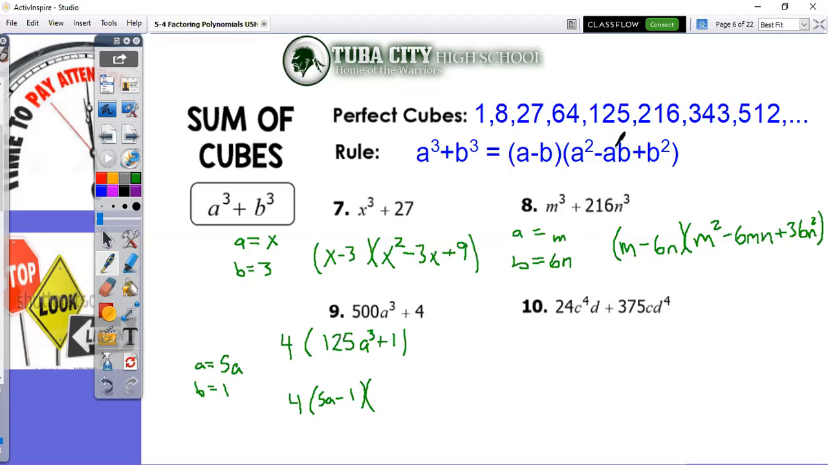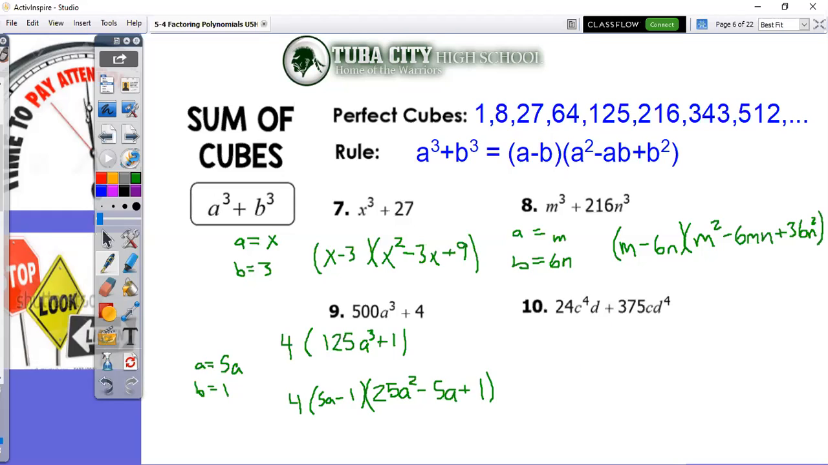So let's see, A squared, that's the one we're looking for. So this would be 25A squared minus, oh, sorry, wrong one, A times B. So A times B, so 5A times 1 is going to just stay 5A. And then B is going to stay, well, 1, because 1 times 1 is 1. And I think that's it for that.